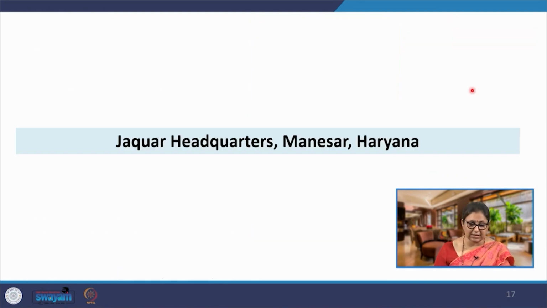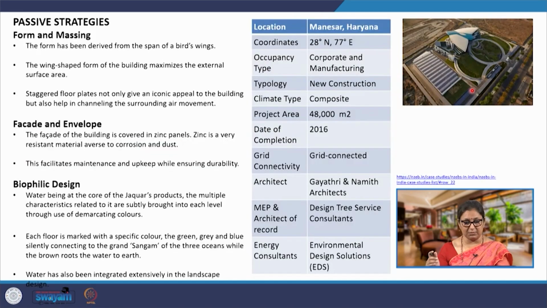Again coming to the next case study, which is Jaguar headquarters in Manesar, Haryana, which is again a composite climate. Here we see, first, the form and massing, how the form has to come so as to reduce the heat ingress into the building, but at the same time allow for significant daylighting. Now, coming to facade and envelope, again here they've gone in for zinc. So, keep in your mind scope 1, 2 and 3, the impacts on all these three scopes.